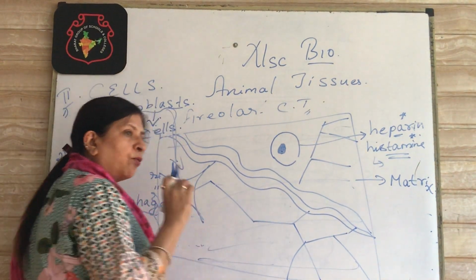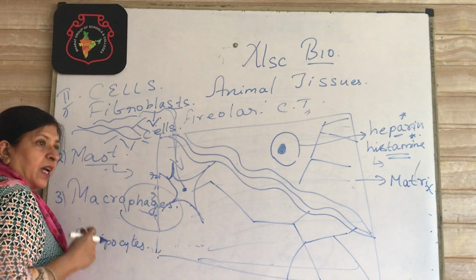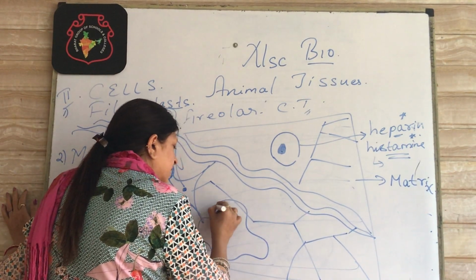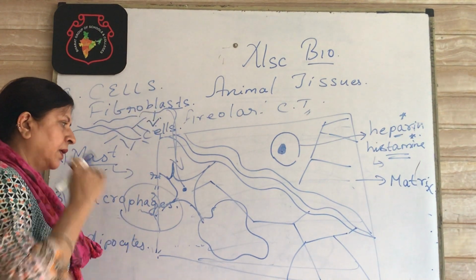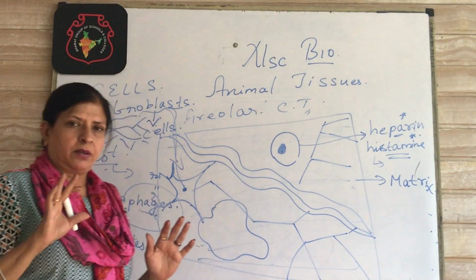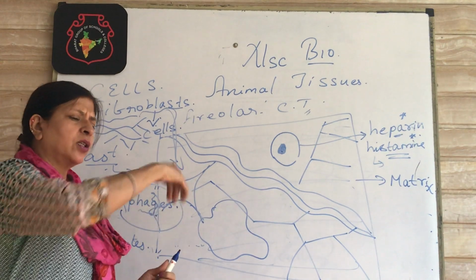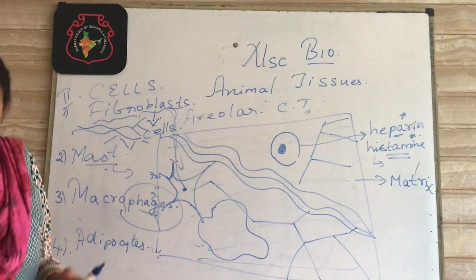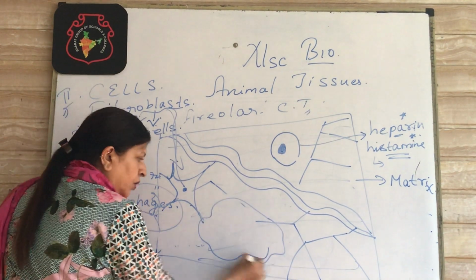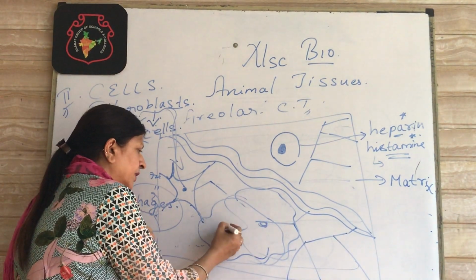I go with the third one, macrophages. Students, phages, phagocytic, phagocytosis. All these are related terms. Macrophages are huge, big cells. Macro means big. These cells are amoeboid. They don't have any shape, they are irregular shaped, and they show phagocytosis, meaning they can change the body shape. That's why the name phages. And they have a nucleus.